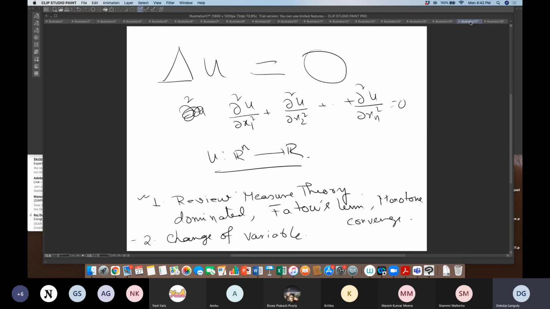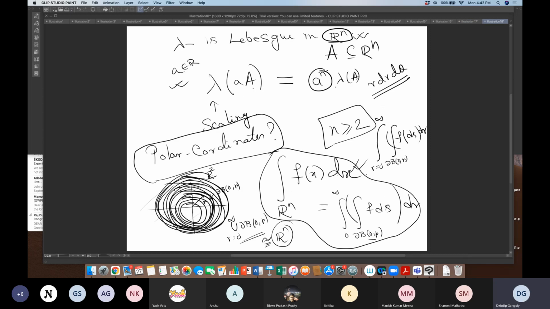So just have a look at it. Just have a brief idea. I will be doing this. Please review Fatou's lemma, change of variables, and this lambda times a. Before coming to the class, please have a look at it.